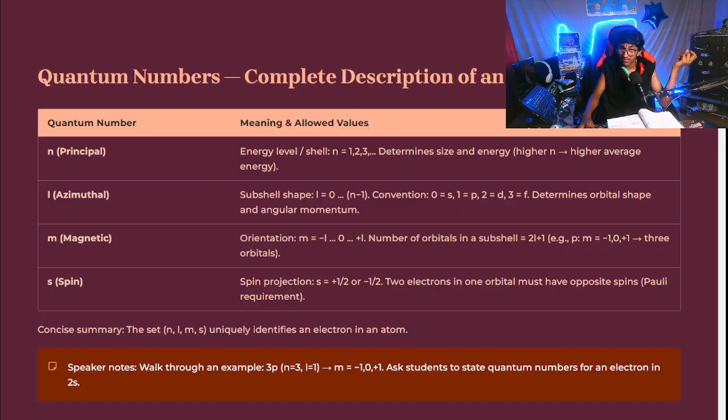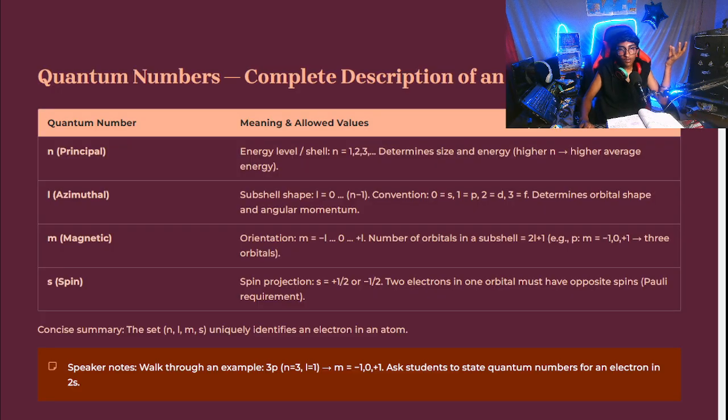So let's understand this with an example. If n is equal to 1, then L can only be 0. If n is equal to 2, L can be 0 or 1. And if n is equal to 3, L can be 0, 1 or 2. So L can have a maximum value of n minus 1. If the value of n is given, you can find the L value. If n is 3, L is going to be 2 at most, or less than that. That much you remember.